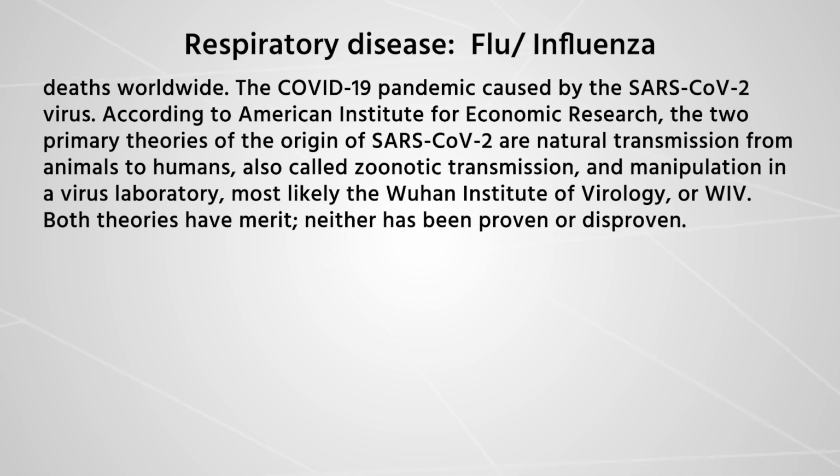According to the American Institute for Economic Research, the two primary theories of the origin of SARS-CoV-2 are natural transmission from animal to human, also known as zoonotic transmission, and manipulation in a virus laboratory, most likely the Wuhan Institute of Virology, that is WIV. Both theories have merit, neither has been proven or disproven.